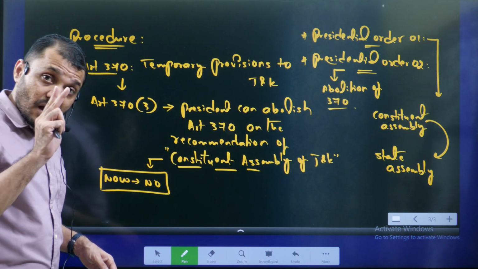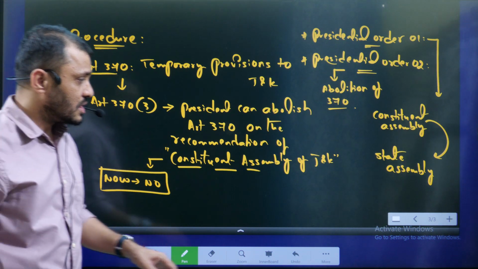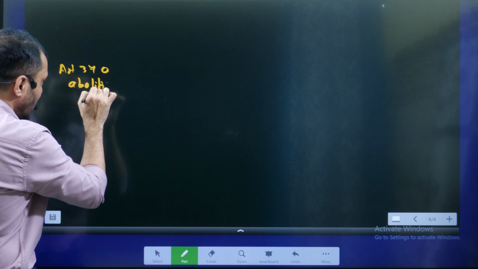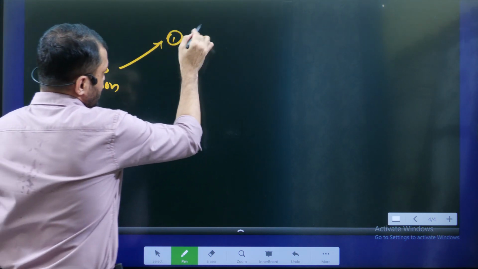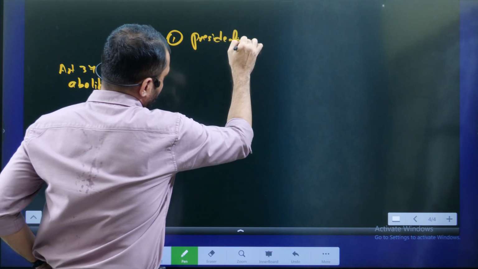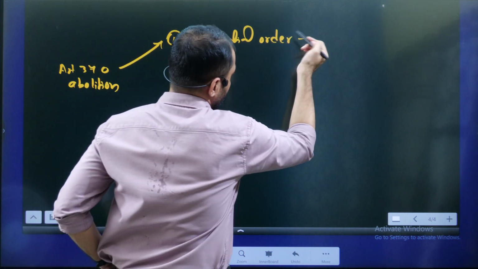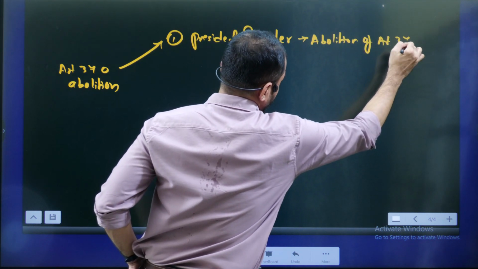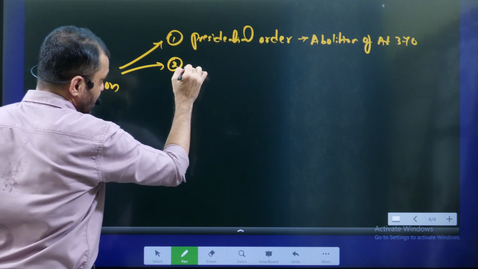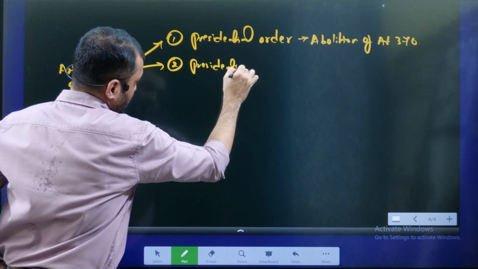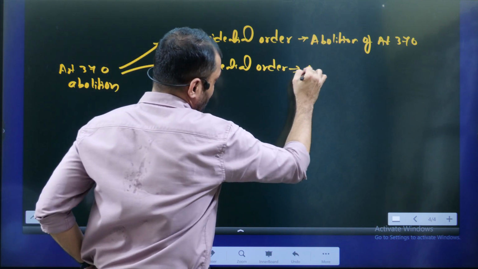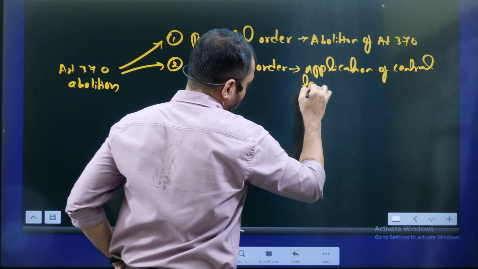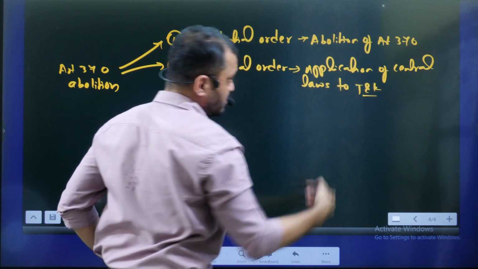So the abolition of Article 370 involves, listen carefully, number 1, a presidential order about the abolition of Article 370. This process also involved a second presidential order. What is this presidential order about? The application of central laws to Jammu Kashmir. Before that they were not applied because of Article 370.